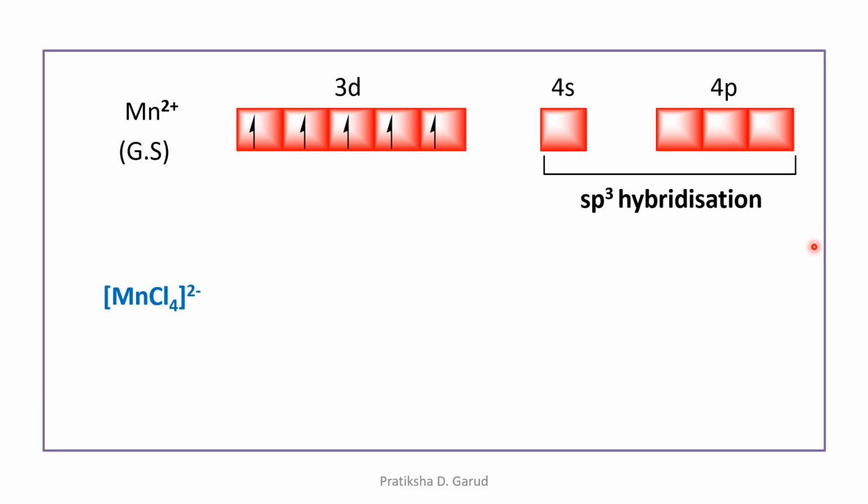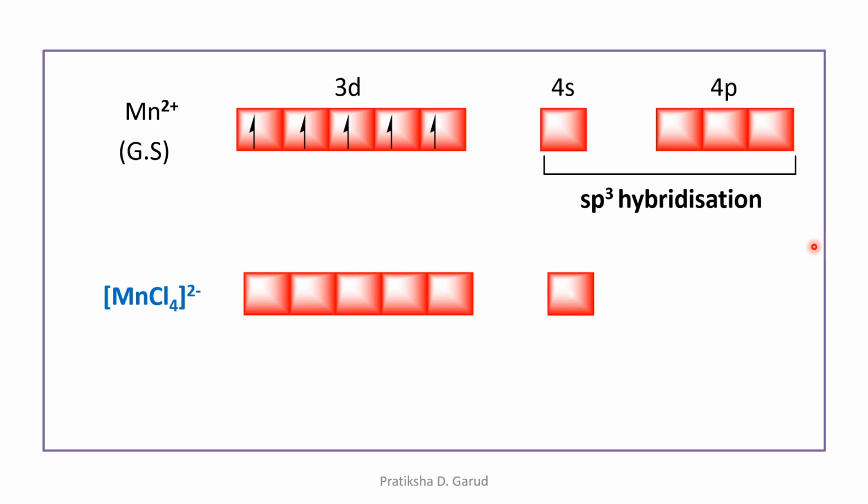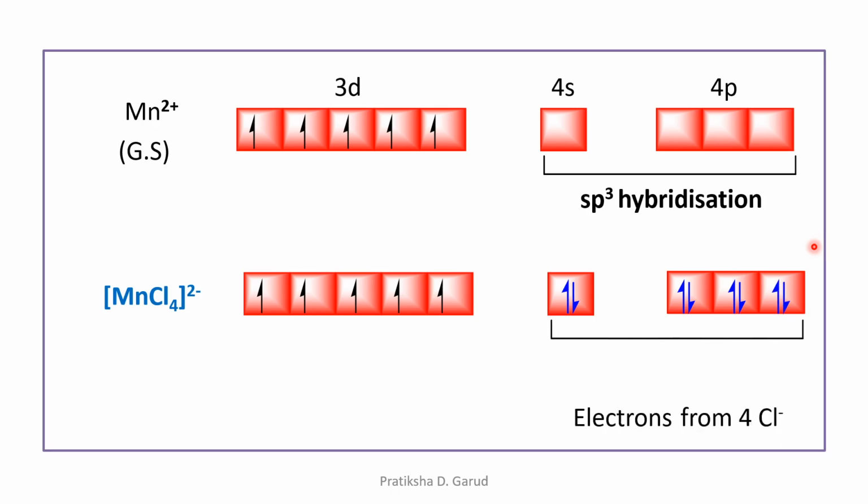So the complex is MnCl4 2-. Again we have the 3d atomic orbital, 4s atomic orbital, and the 4p atomic orbital. There are 5 unpaired electrons in the 3d: the first one, second one, third one, fourth one, and the fifth one. While in the 4s there is 1 pair of electrons, a second pair in the 4p, a third pair in the 4p, and a fourth pair in the 4p. So there are 4 paired electrons, and these are from the 4 Cl-. So this represents the complex ion MnCl4 2-.